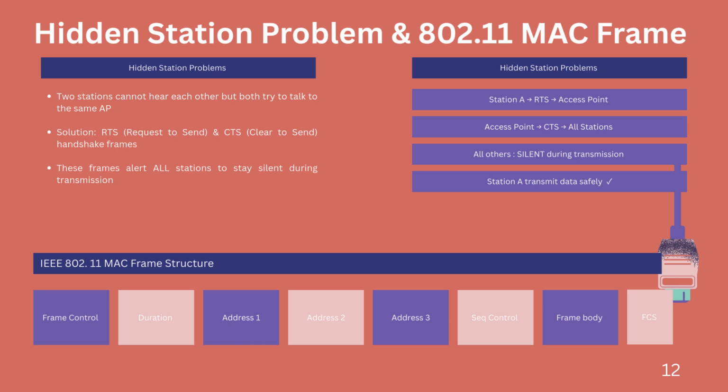Sometimes two devices cannot hear each other but try to send data to the same access point. This is called the hidden station problem. The solution is RTS, which is request to send, and CTS, which is clear to send. This informs other devices to wait. Then the data is transmitted safely using the MAC frame.